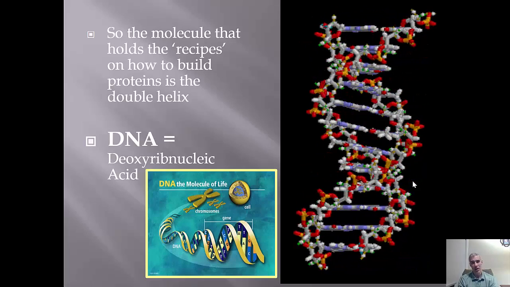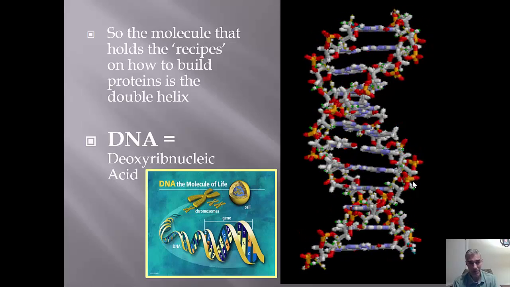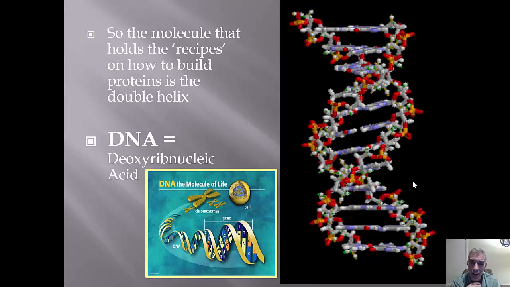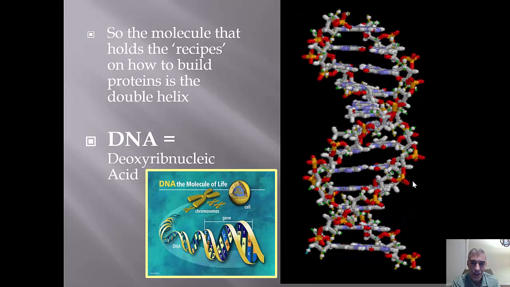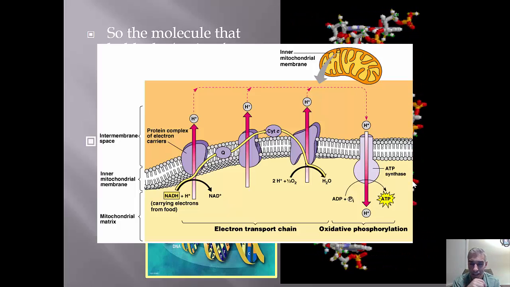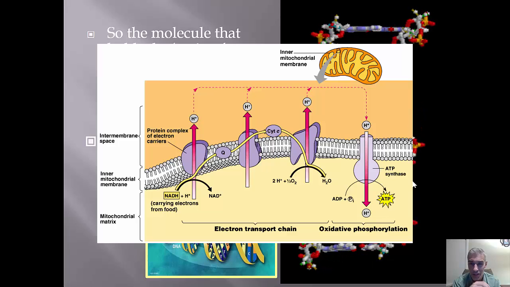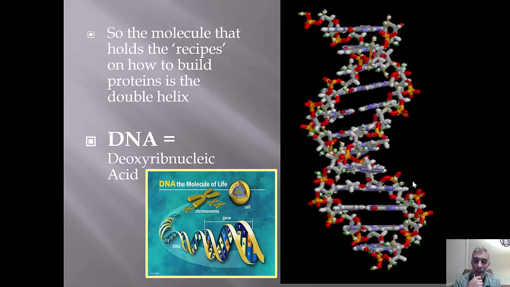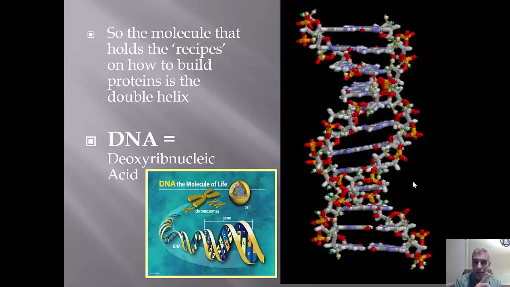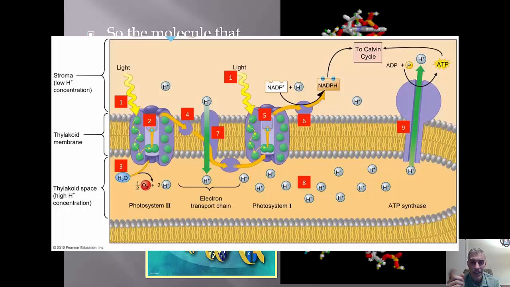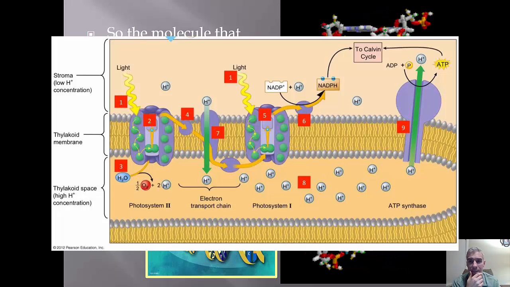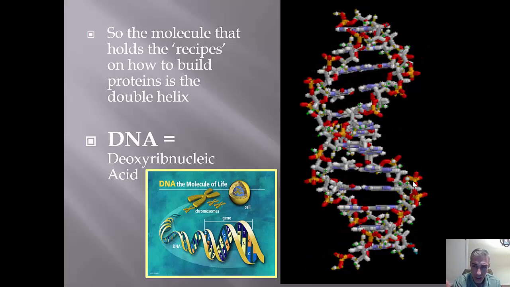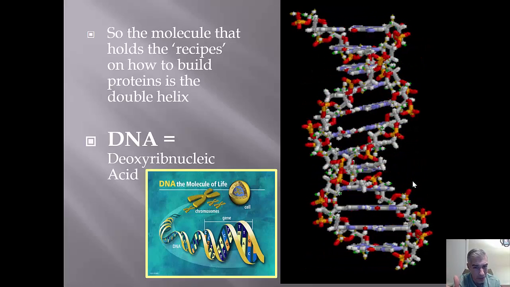So this is the molecule that holds the recipes on how we build proteins, how we make all of these things that allow us to live, all the different parts of the mitochondria that did cellular respiration, right? Those different protein complexes. That was all coded for by this molecule. And all of the light harvesting complexes that are found in the chloroplast are driven essentially to creation by this molecule.